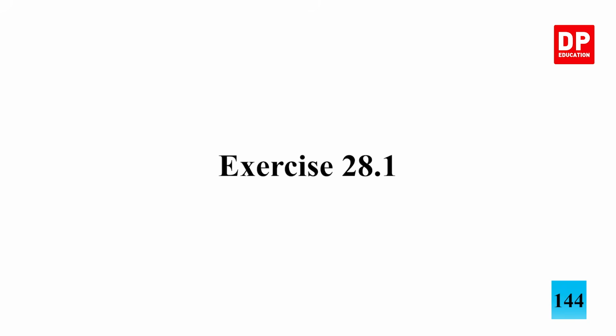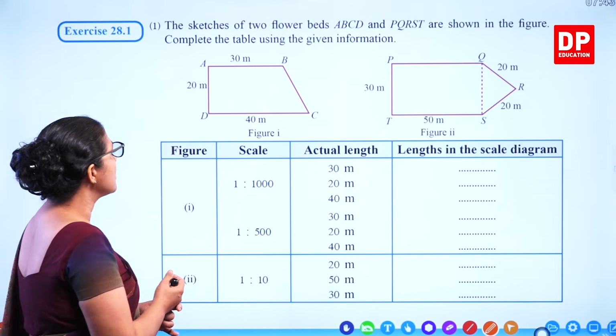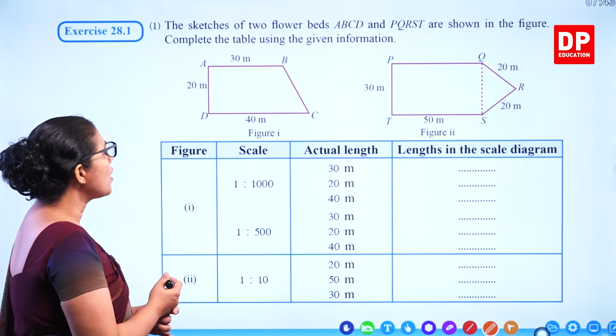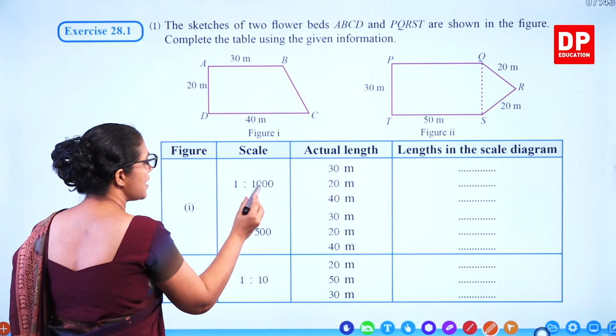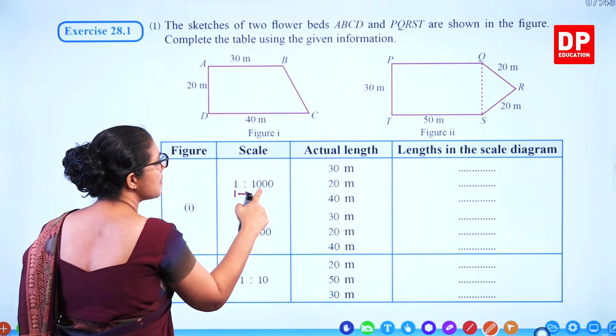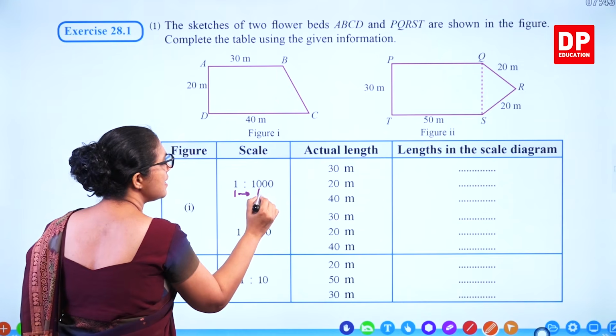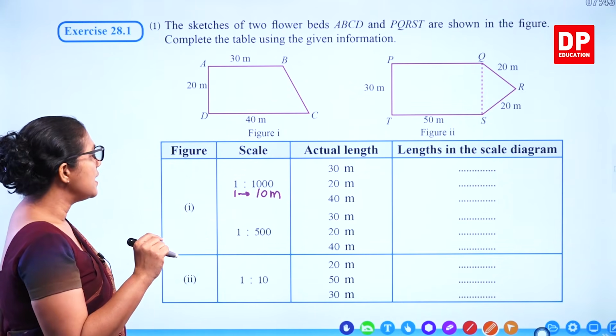Exercise 28.1. The sketches of the flower beds ABCD and PQRST are shown in the figure. Complete the table using the given information. So 1 to 1000 means 1 centimeter represents 1000 centimeters. Dividing by 100, 1 centimeter represents 10 meters. So that means you have to divide by 10.